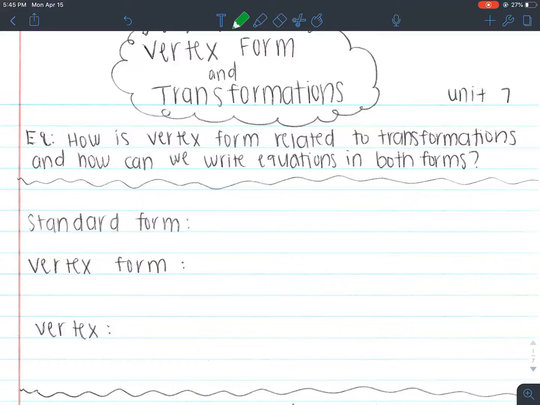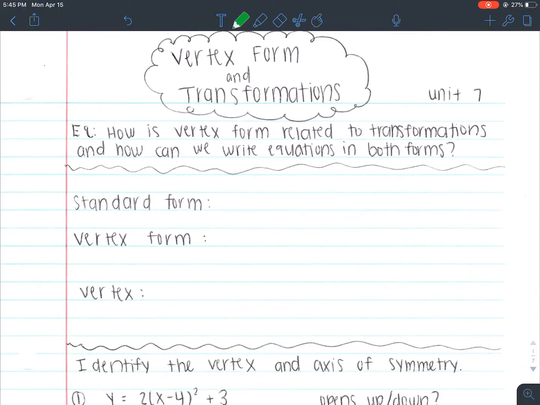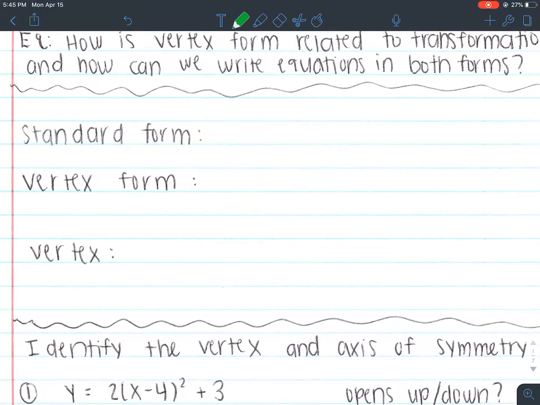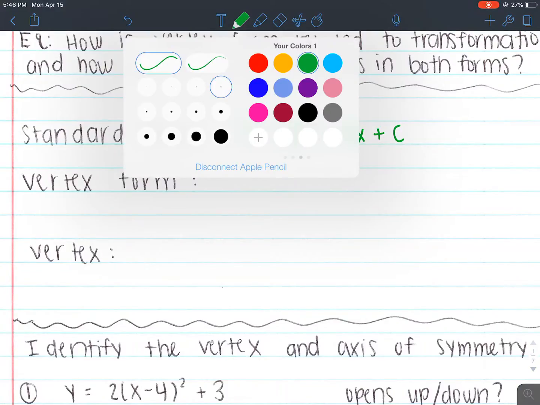Alright, so our essential question is, how is the vertex form related to transformations, and how can we write equations in both forms? The lesson previous to this we learned about standard form. Standard form, remember, is y equals ax squared plus bx plus c. Now standard form isn't super useful. Vertex form, however, is more useful.